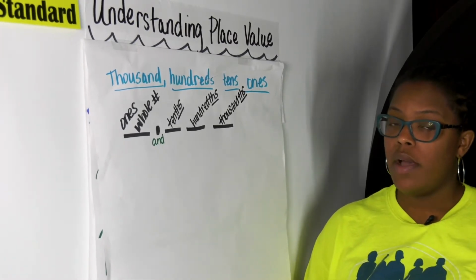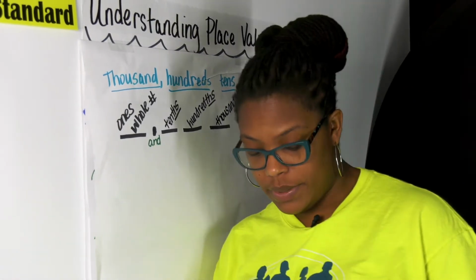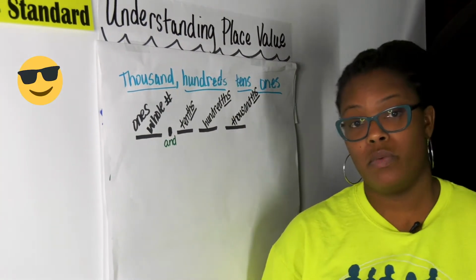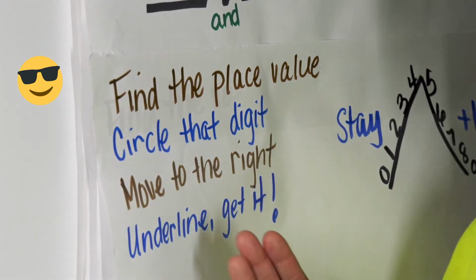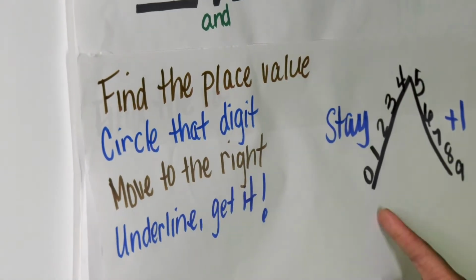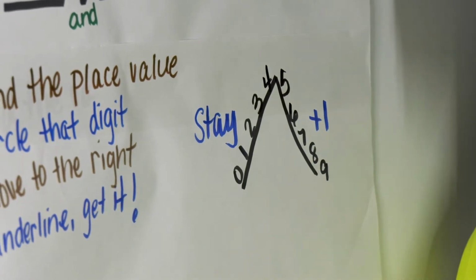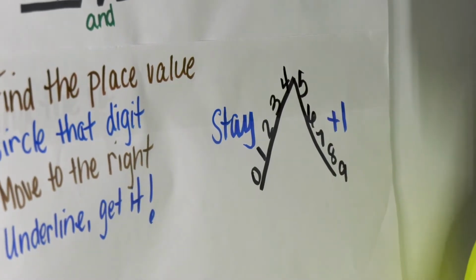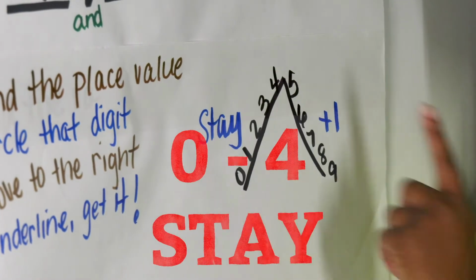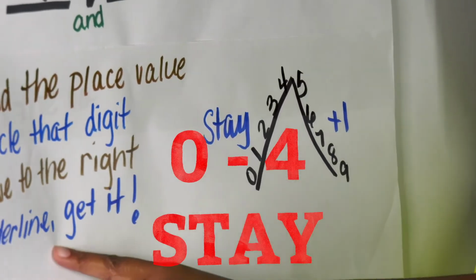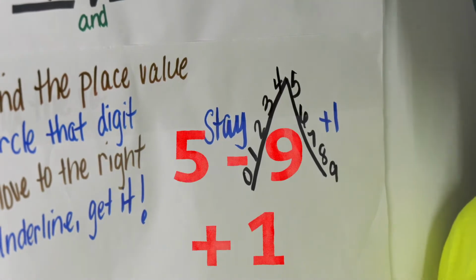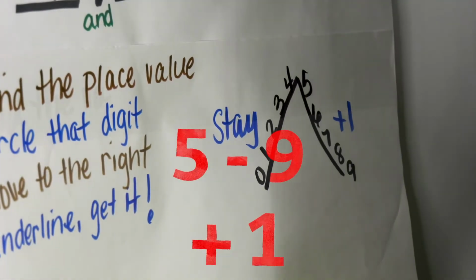Okay, so now before we get into actually practicing rounding numbers with decimals, I want to make sure you all remember how to round. So I had a little coworker who came up with the rap. Find the place value, circle that digit, move to the right, underline get it. Now our get it comes from our rounding triangle. This is another strategy that we use when we are rounding numbers using our place values. So any numbers to the left from 0 to 4, they would stay the same. That's from your underline part. If that underlined digit is from 5 to 9, you would add 1. So let's look at an example.